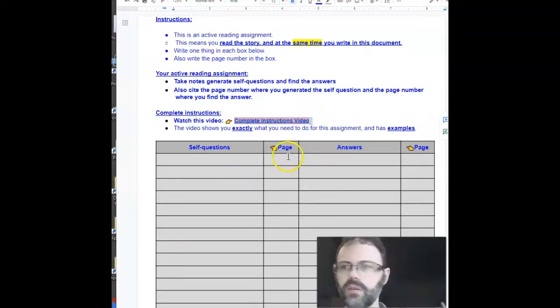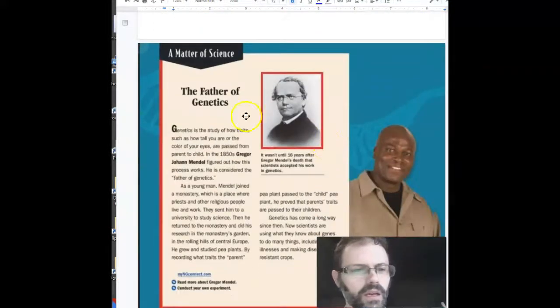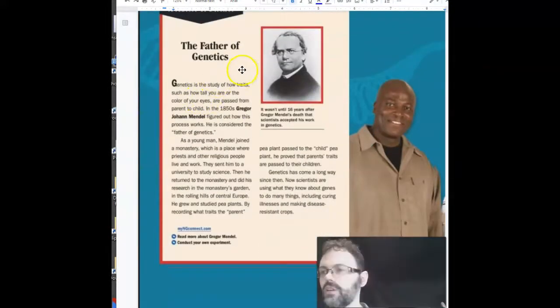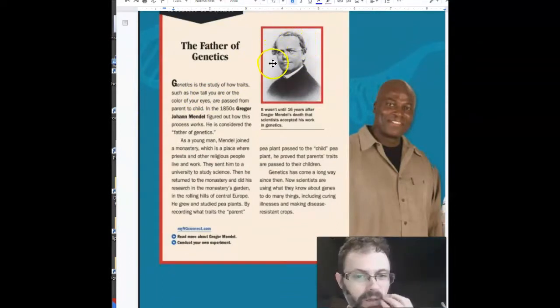Let's start with an example. Let's look at the first page. And here you can see there's some text features here. You've got a picture. A picture is a text feature just like a diagram. So maybe you would ask, why does the author include a picture of this man?